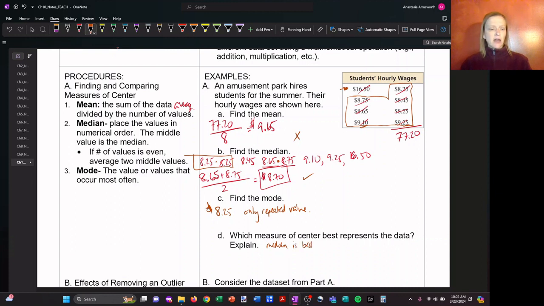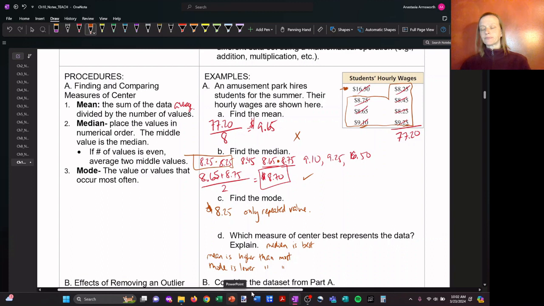Median is best. The mean is higher than most of the data. And we see that the mode is lower than most of the data. So let's focus on that $16.50.